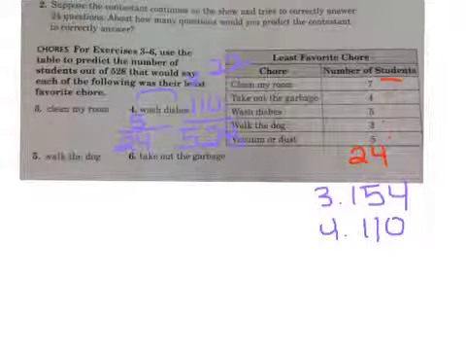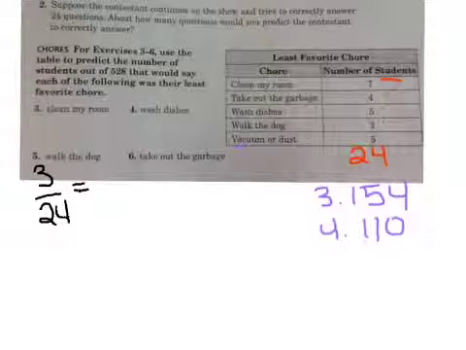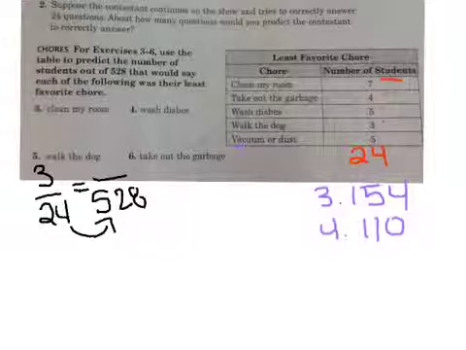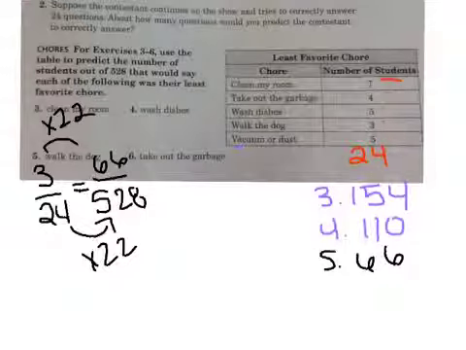Okay, how about walking the dog? Well, 3 out of 24 say they don't really like walking the dog. That's their least favorite chore. So 3 out of 24 equals what over 528? We multiplied by 22 to get from 24 to 528. So then I'm going to multiply 3 by 22, and I'm going to get 66. So 66 people out of the 528 will say that they don't want to walk the dog.